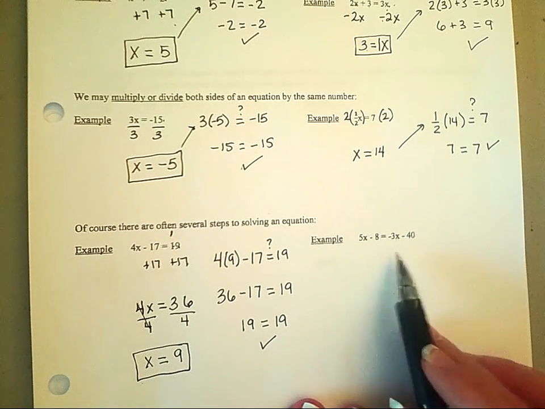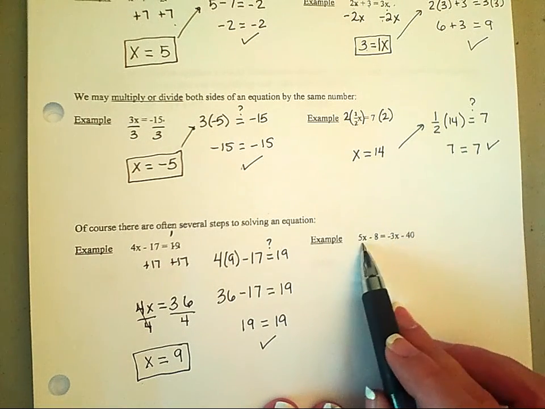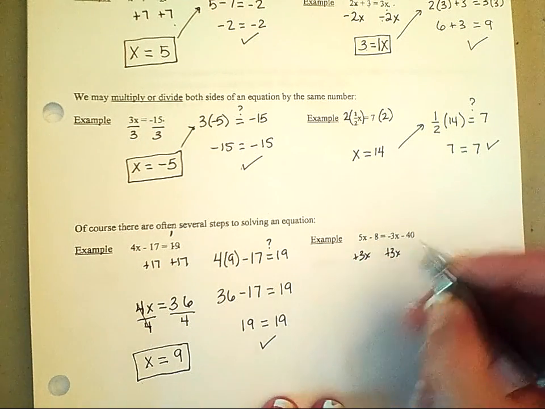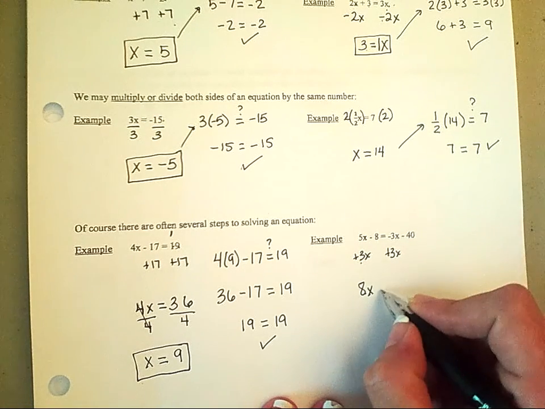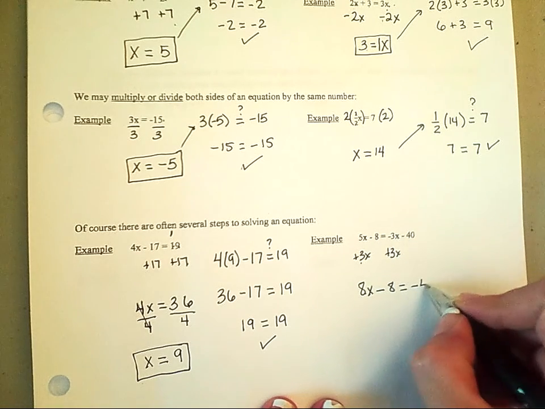Over here now, we have x's on both sides of the equation. This has a negative sign. This is positive, so let's add 3x to both sides. So this becomes 5x's plus 3x's is 8x's, minus 8. This goes to 0, is minus 40.